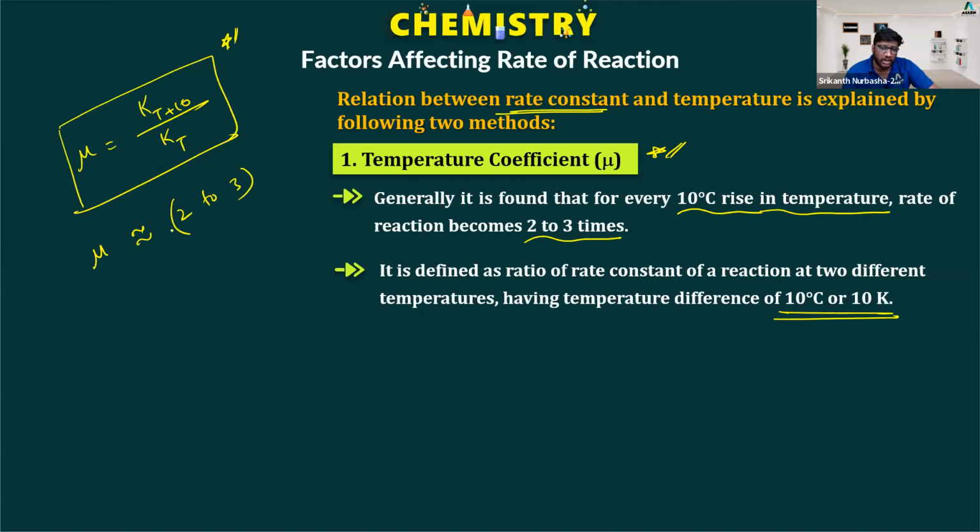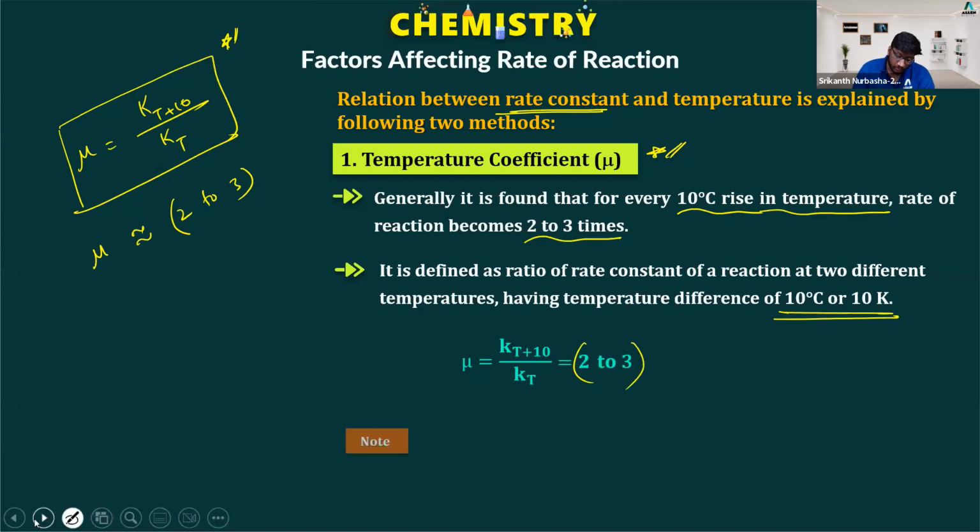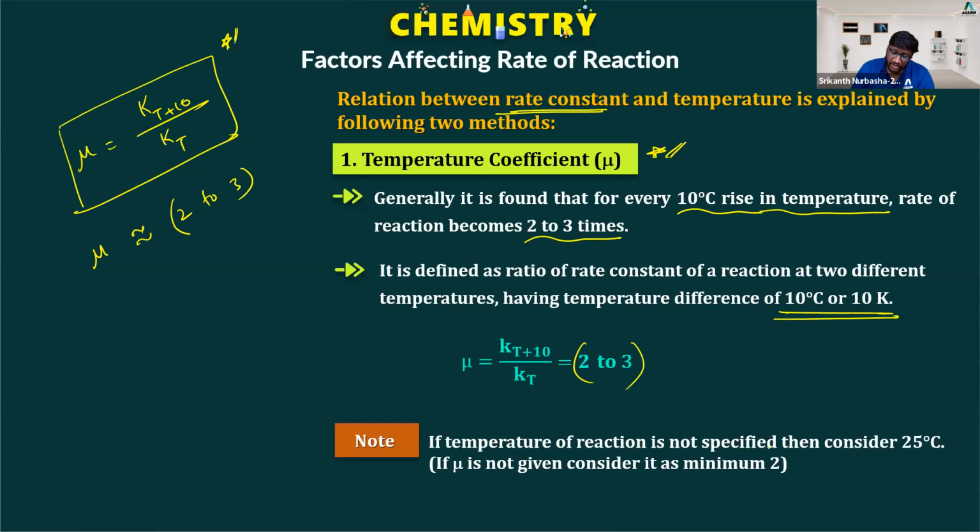Whenever the value is not given to you, you can consider it as 2. Whenever they have mentioned a value, then you have to take that value. If the temperature of a reaction is not specified, then consider 25 degrees Celsius. If they have not mentioned any temperature, you have to consider room temperature. And if mu is not given, then consider the minimum mu, which is 2.